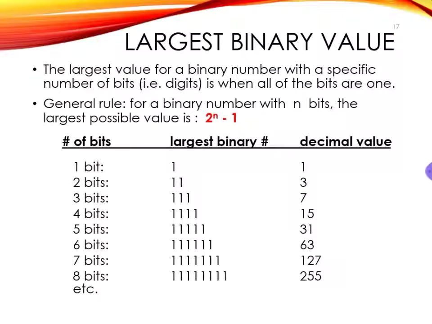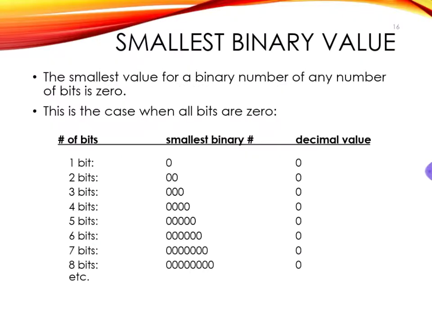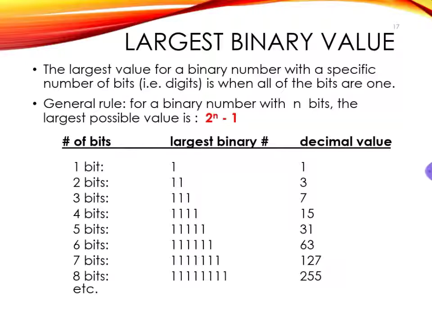For 6 bits, the maximum value that you can represent is 63. With 7 bits, the maximum number that you can represent is 127.